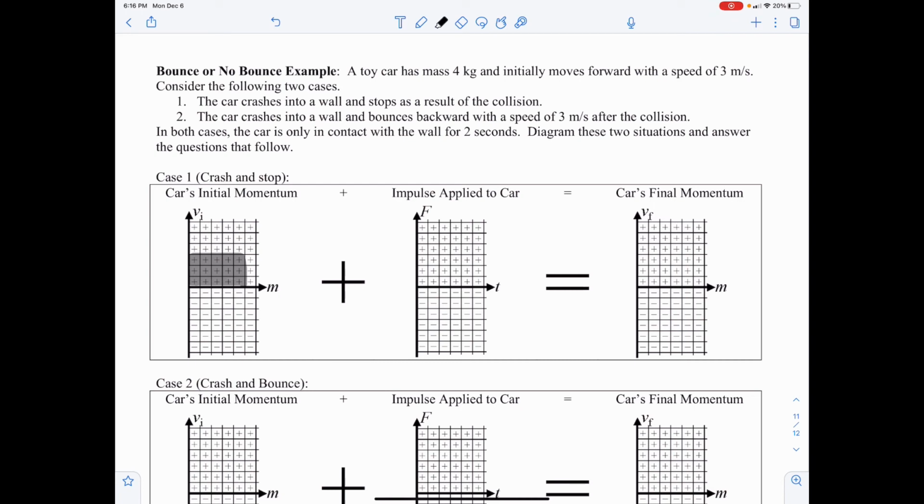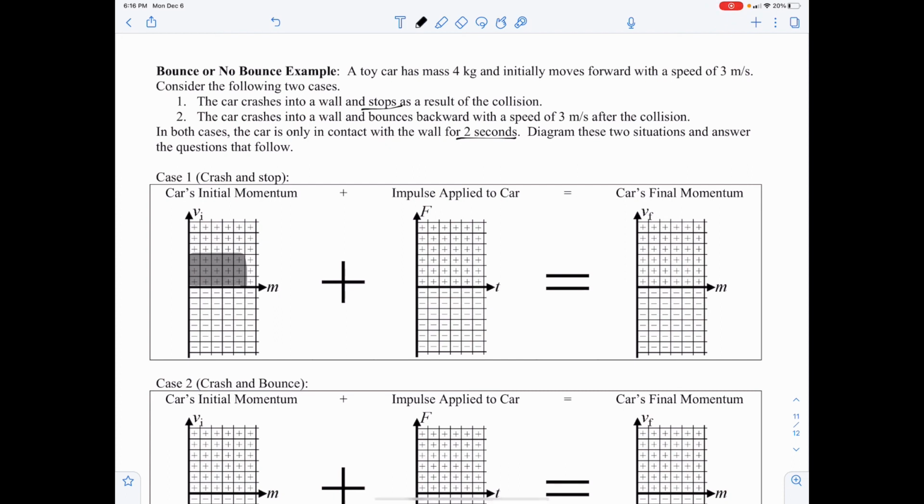Consider the following two cases. The car crashes into a wall and stops all of a sudden. The car crashes into a wall and bounces backwards with a speed of 3 meters per second after the collision. In both cases, the car is only in contact with the wall for 2 seconds. That's going to be helpful for the impulse to know how wide to make the bar graph, 2 seconds wide. Diagram the following situations. So here we go.